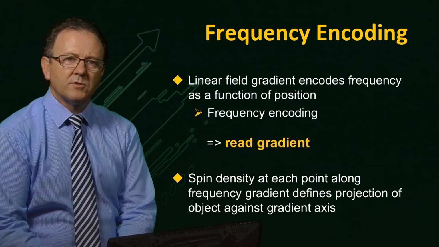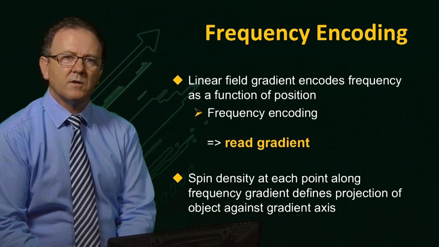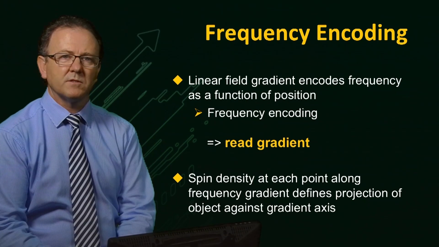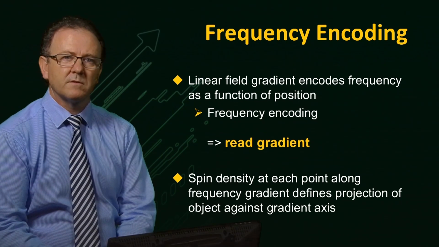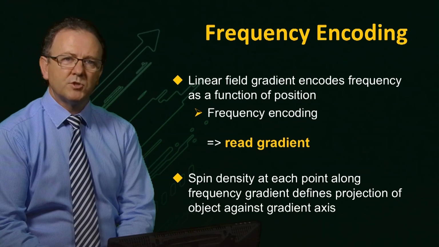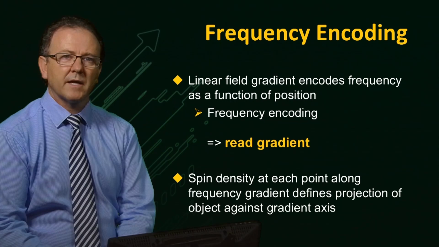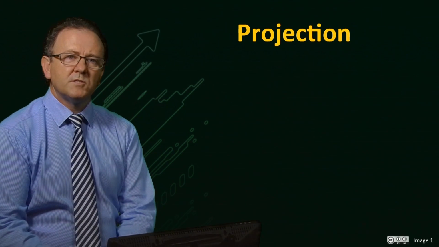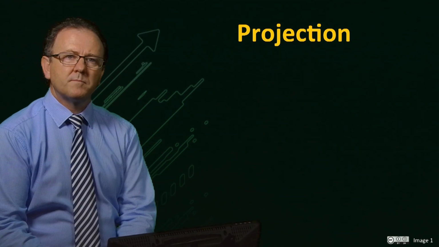This spatially encoded signal will therefore consist of a projection of the signal from all the spins that are in the same position along the read gradient direction. So if a Fourier transform is applied, the result will be a projection of the shape of the object against the direction of that gradient. This is best illustrated with an example.